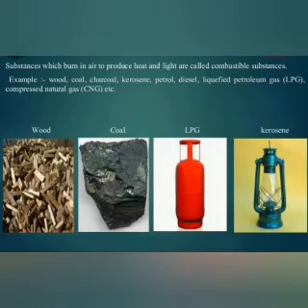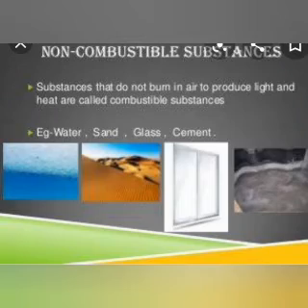For example, dry paper, dry leaves, dry wood, dry cloth, petrol, kerosene oil, etc. Now, the second one, non-flammable substances. Substances that do not catch fire easily are called non-flammable substances. Some common examples of non-flammable substances are metal, stone, alloy, bricks, asbestos and water, etc.